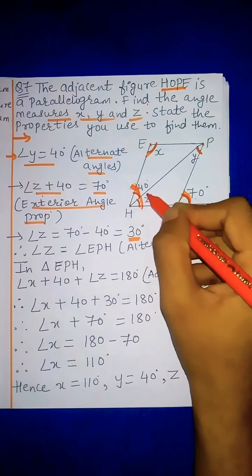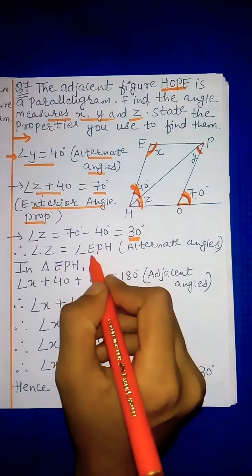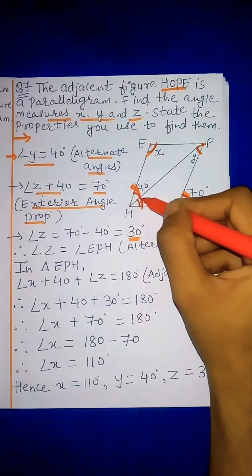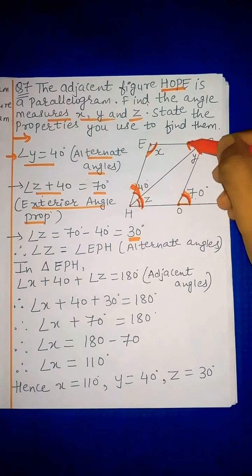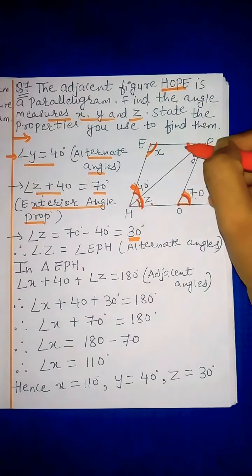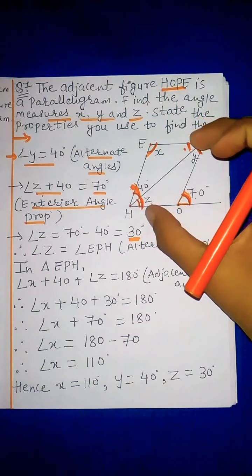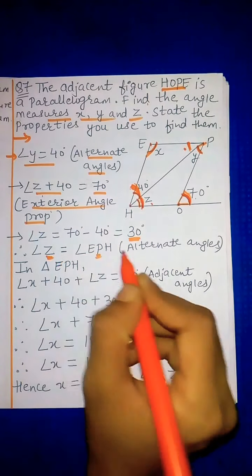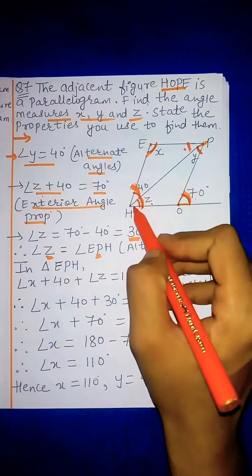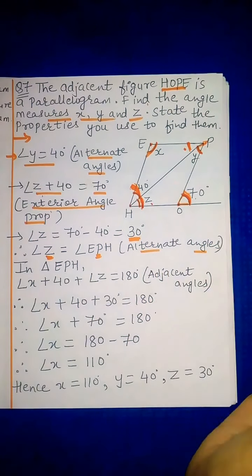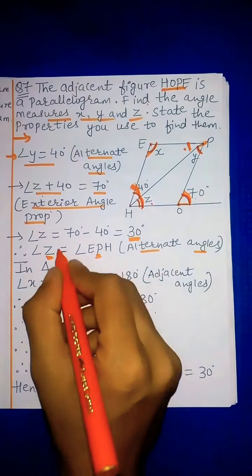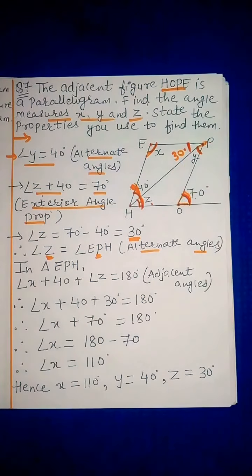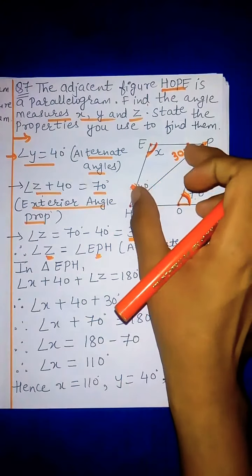Now this angle Z is equal to angle EPH. This angle and this corner angle. These both are again alternate angles. So angle Z is equal to angle EPH. Why? The reason is alternate angles. So now Z we got 30 and this is equal, so this also we got 30 degrees. So this one angle and this angle we are having.